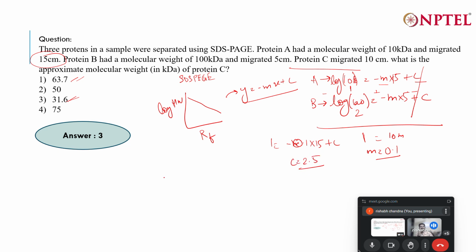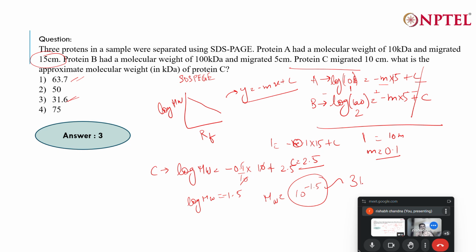And for the protein C, if we form an equation, that would be log molecular weight equals minus 0.1 into 10 plus 2.5. So that would yield minus 1 plus 2.5, so log molecular weight is equal to 1.5, and we have to remove the log. So molecular weight will be equal to 10 to the power 1.5. Now this value yields around 31.59, so this is 31.6. So option number 3 is the correct answer.